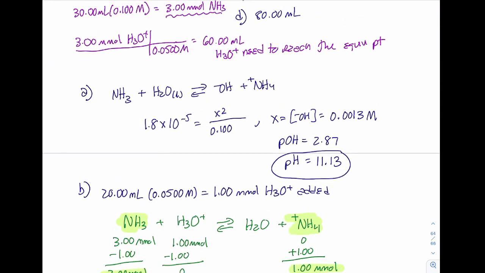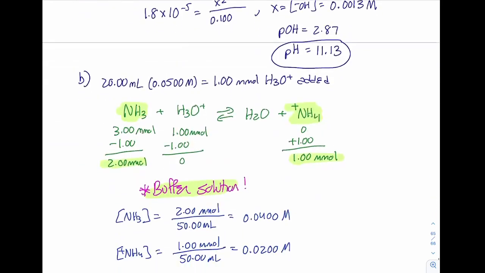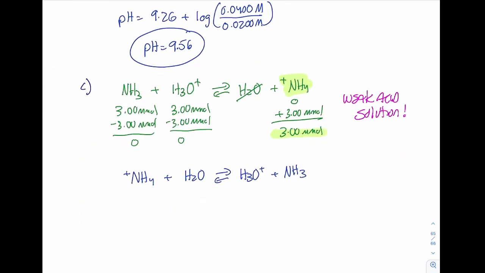We would have an ice table here. I just jumped right to our expression. I'm going to do the same thing. If you need to make the ice table, please do. I just know that we've done that quite a few times, so I am going to jump right to that expression. I do, however, need my concentration, right?